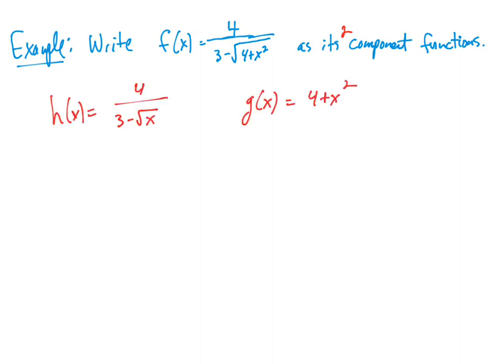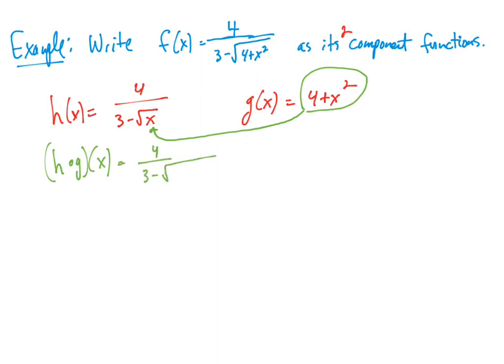So one option is this: h of x equals 4 divided by 3 minus the square root of x, and g of x equals 4 plus x squared. In this case, h circle g of x means we're taking the g function and substituting it in here in the h function. That would give it to us, and that's what we want. I think there's actually another option.